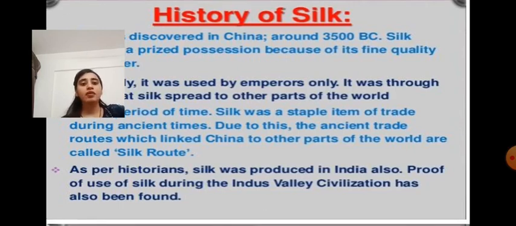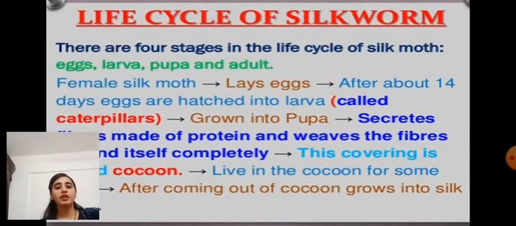Now, life cycle of silkworm. There are four stages in the life cycle of the silk moth: first eggs, second larva, then pupa, then adult. This life cycle is very interesting, because the silk moth is not formed directly from the eggs. First, the female silk moth lays eggs on the leaves of the mulberry tree. After about 14 days, the eggs hatch into larvae called caterpillars, then grow into pupa, then convert into adult silk moth.